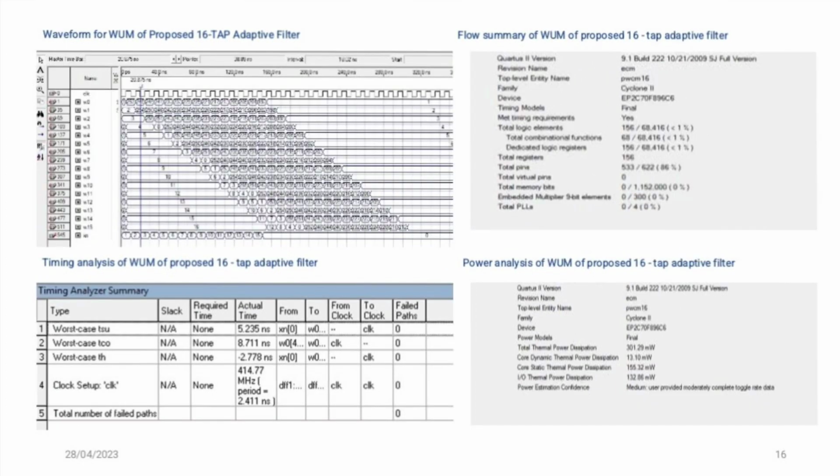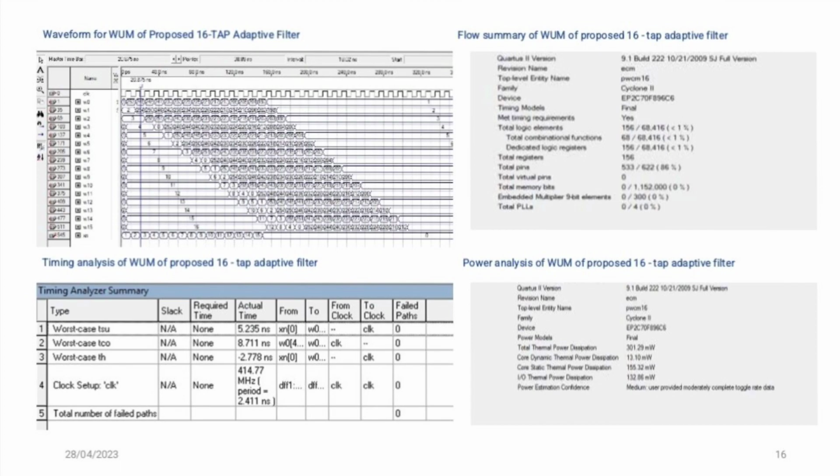And the same process is carried on with the weight update module, where it has 16 weights from 0 to 15, representing the different weights updated by the LMS system in an FIR adaptive filter, where logic elements represent the 156 area. The time taken is 5.235, and the power consumed is 301.25.